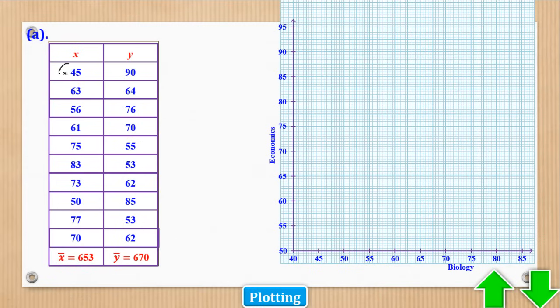After that, next is to plot. So your plot, 45 goes with 90, which is this. 63 goes with 64, which is this. Then 56 with 76. 61 with 70. 75 with 55. 83 with 53.